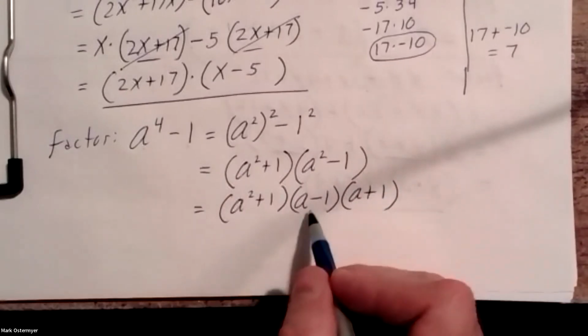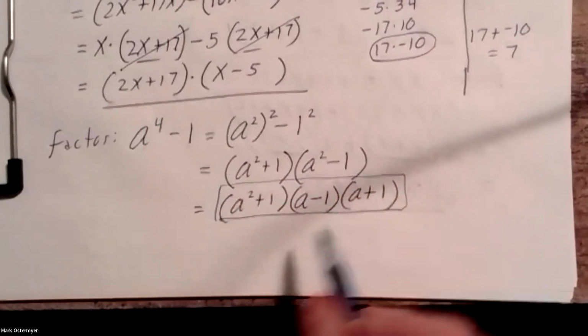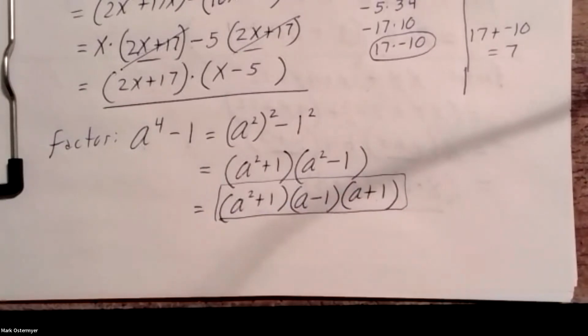Now I think we're done. You cannot further factor any of these remaining factors, and so that is it. That is the complete factorization of what we started with.